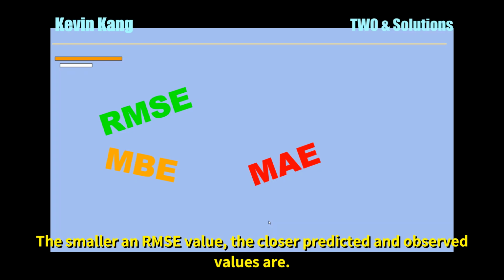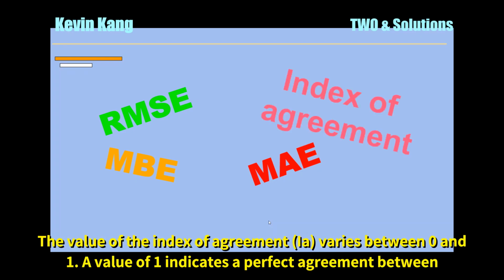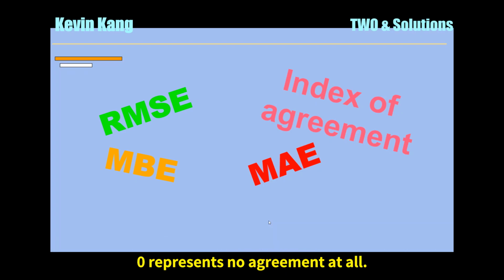The other one is the index of agreement, which varies between 0 and 1. A value of 1 indicates a perfect agreement between the two, while 0 represents no agreement at all.